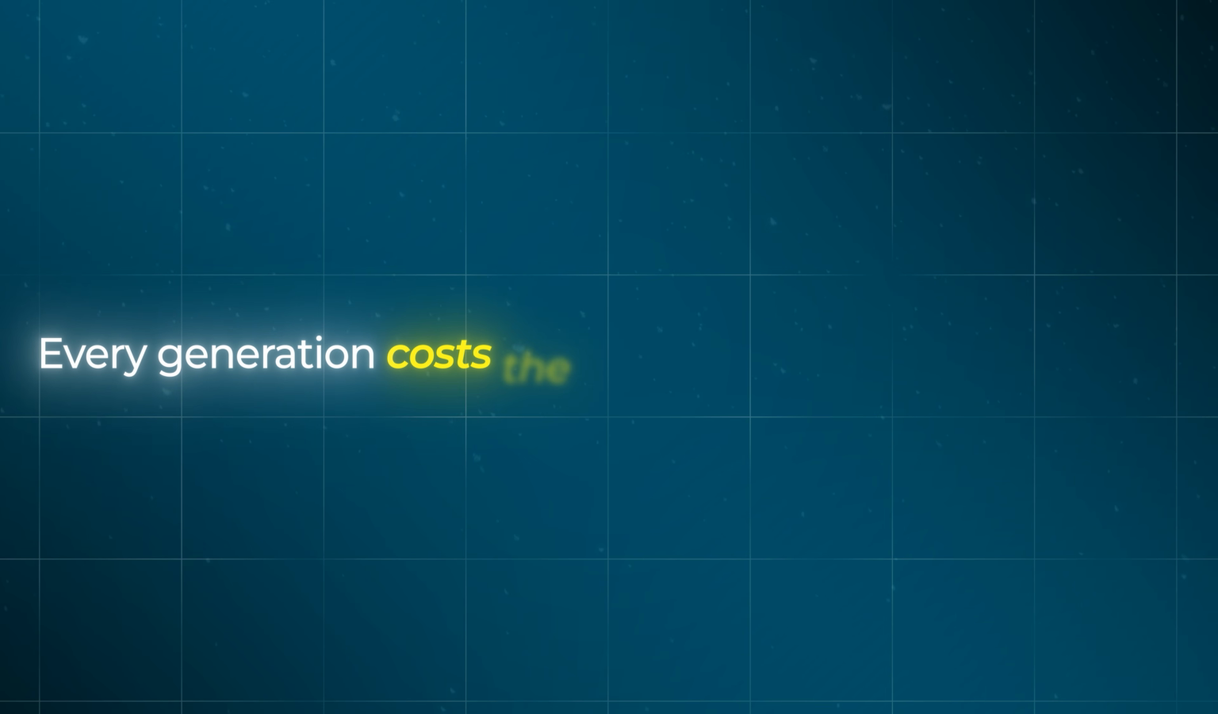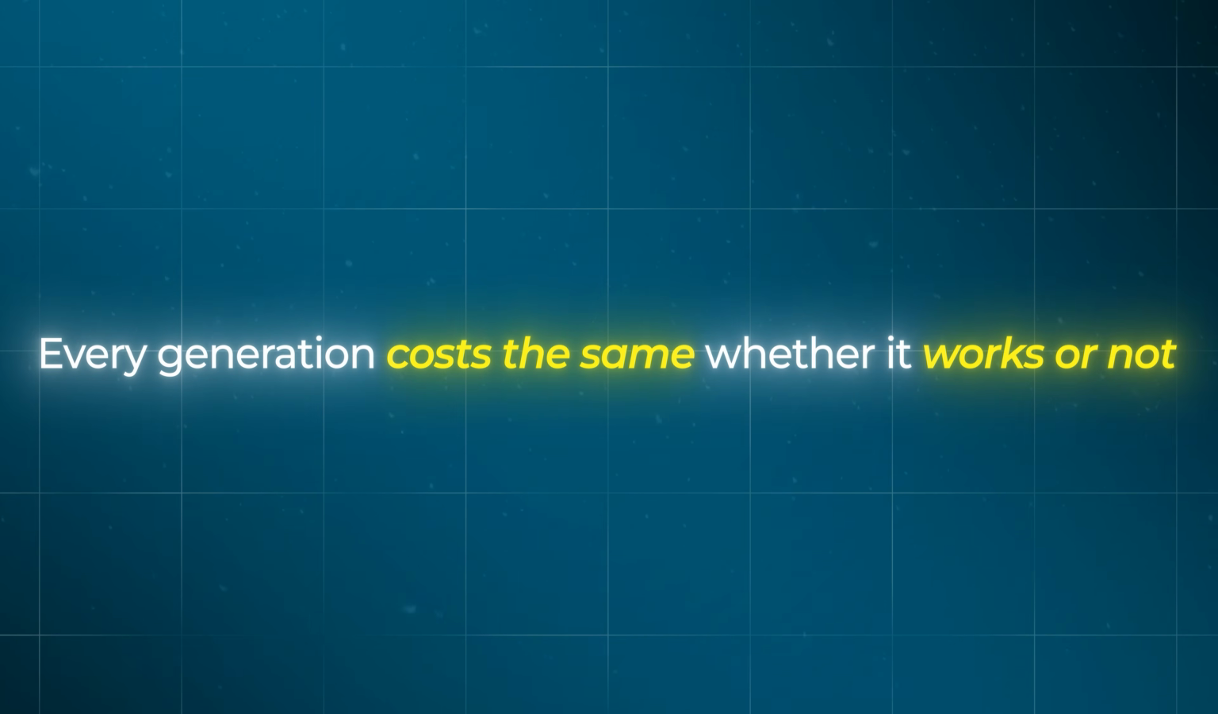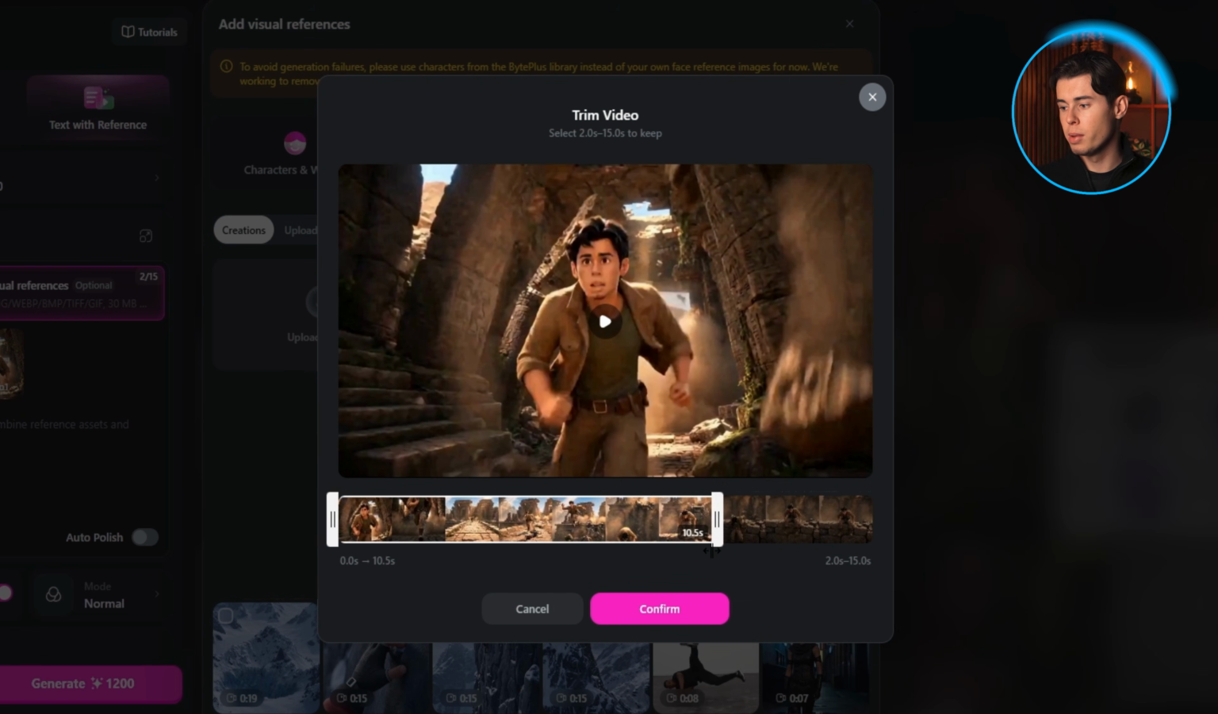And this is huge for the credit budget because every generation costs the same whether it works or not. So if I just throw away every bad clip, I'm basically paying for nothing. But if I take the parts that actually worked and use them as references for the next try, the workflow keeps moving forward instead of starting from zero again.